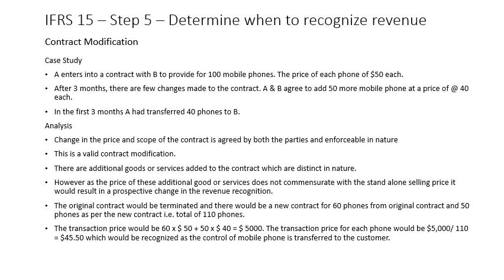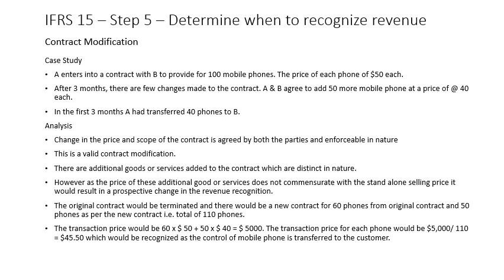As there has been a change in the price and scope of the contract, and let's assume that both the parties have agreed to the change in the scope and price and it's enforceable in nature, then it's a valid contract under the modification. There are additional goods or services added to the contract which are distinct in nature. However, as the price of these additional goods or services does not commensurate with the standalone selling price, it would result in prospective change in revenue recognition.